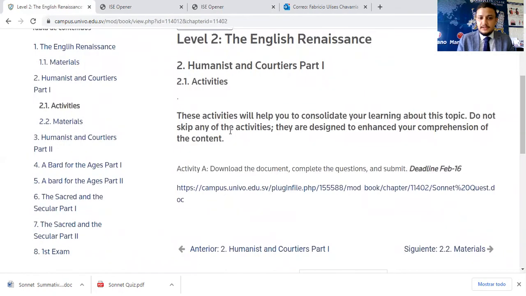And this activity is the only activity that is evaluated for today's session. You're going to need to download the document, complete the questions, and submit them. The deadline for this one is February 16th.